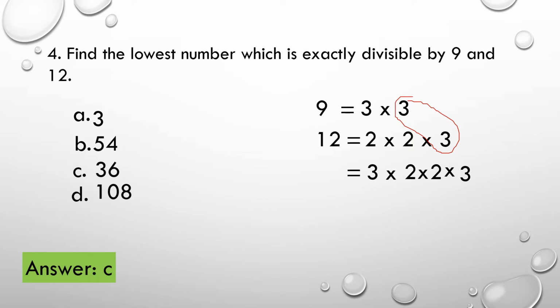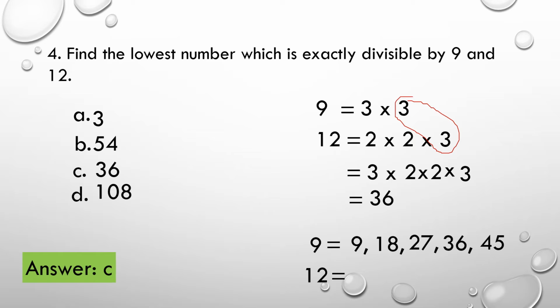And another way is by listing all the multiples of these numbers. So let's say 9. Start with 9 plus 9, that is 18, plus 9, 27, 27 plus 9, 36, 36 plus 9 is 45. And then for 12, we have 12 starts with 12, 12 plus 12, 24, 24 plus 12, that is 36, and 36 plus 12, 48. So you've seen already the least common multiple here. So that's 36.